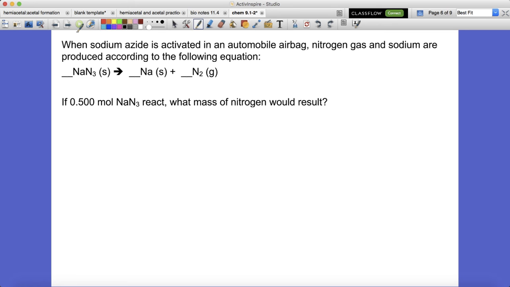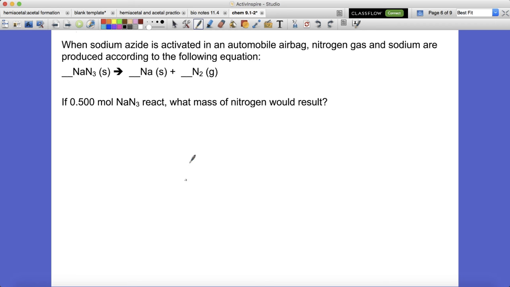But sodium azide is activated in an airbag, and nitrogen gas and sodium are produced according to the following equation. Notice that sodium azide is a solid, and so is the sodium, but that nitrogen is a gas, which is kind of important because you wanted your airbag to be full of air, some kind of gas, so you would hit it instead of your windshield. So kind of an important reaction. Hopefully you never have to use an airbag in a vehicle, but that's how it works, apparently.